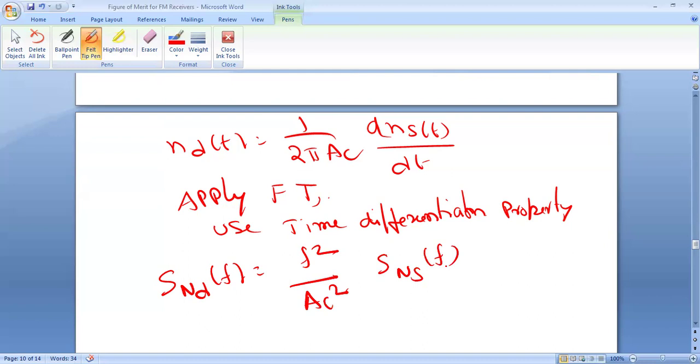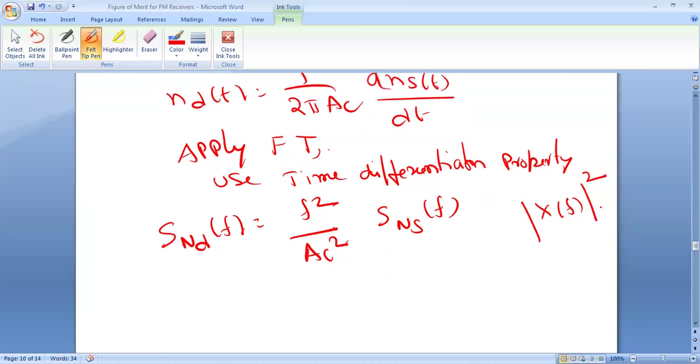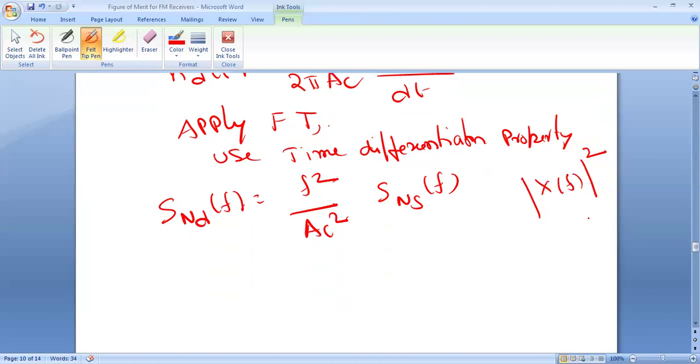How did this come? The Fourier transform gives you j2πf. I want the power spectral density. Power spectral density means the magnitude of the Fourier transform squared. For example, if X(f) is the Fourier transform, its PSD is mod of X(f) squared. In this context, the discriminator output will be given as f squared by A_C squared into S_NS(f) correspondingly.